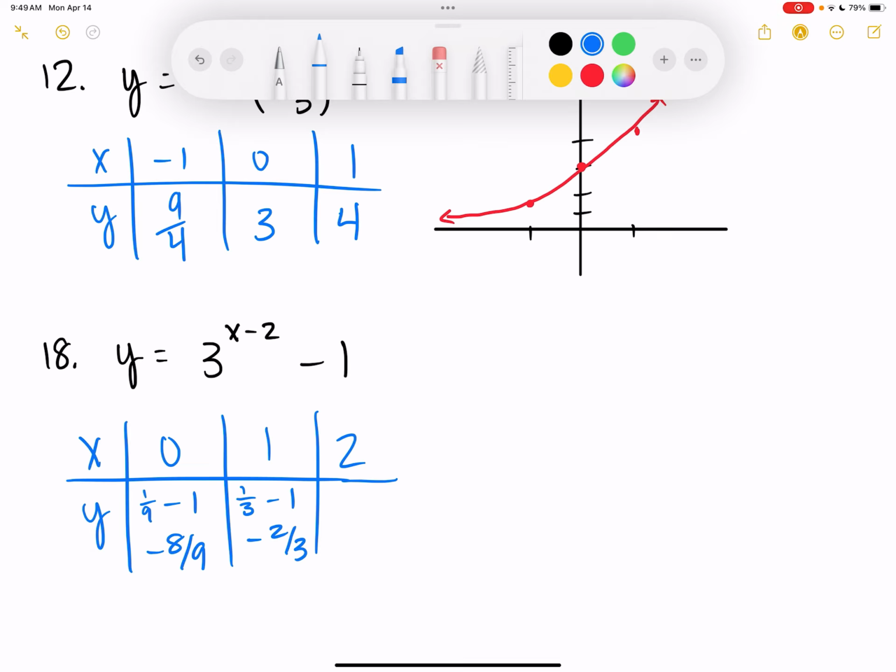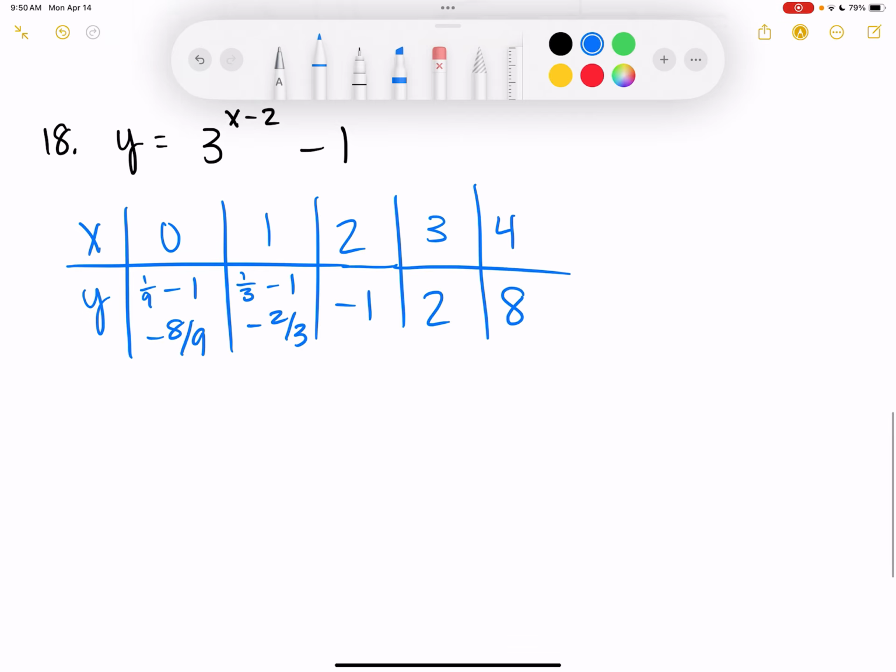Okay, so what happens when I plug in 2? 1 minus 1. And then if I keep going, 3 and 4, let's do that just to see. So at 3, what do I get? 2. And at 4? 8. So yes, it might be easier to do this. I'll actually plot all 5 on this one just so we can see what's happening.